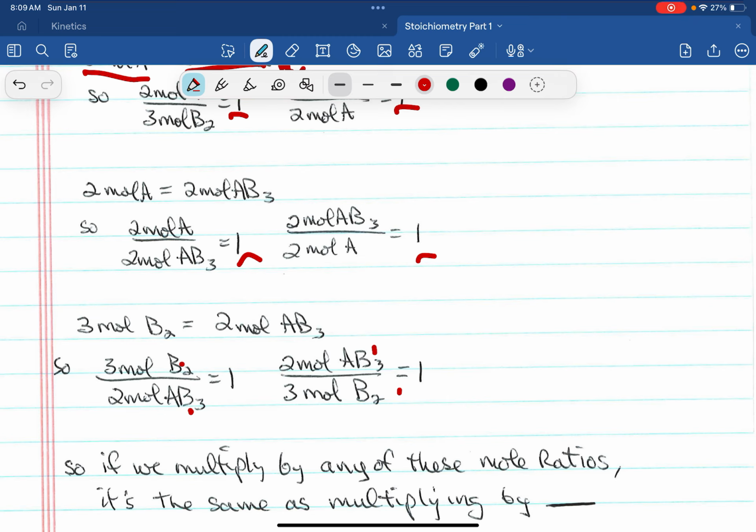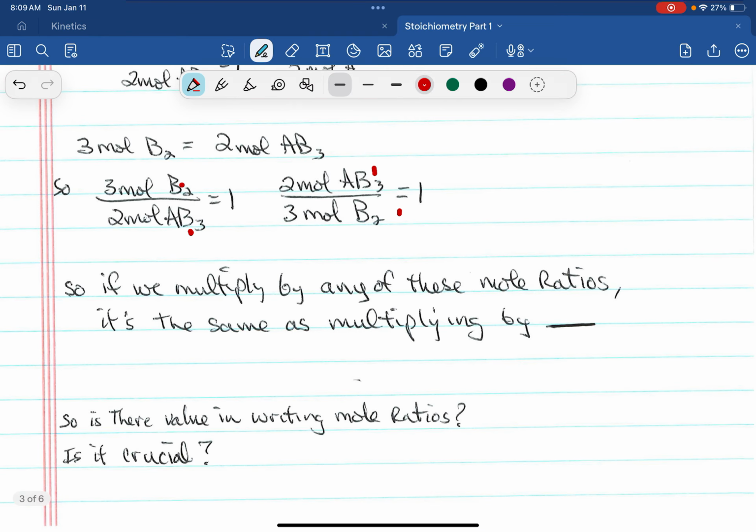Just depends on which way you need it to be. These are not hard. You can do this. I went through it very quickly. If we multiply any of these, it's the same thing as multiplying by 1, which doesn't affect your math, and you don't even have to type that on your calculator, really. I mean, think about it. Do you need to hit times 1 on your calculator when you're doing a problem?